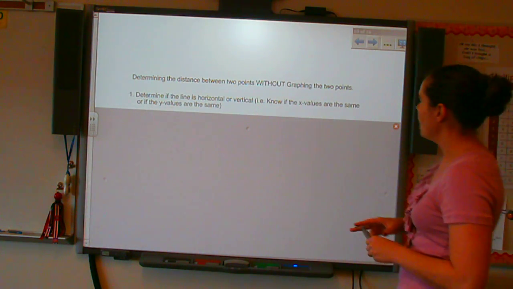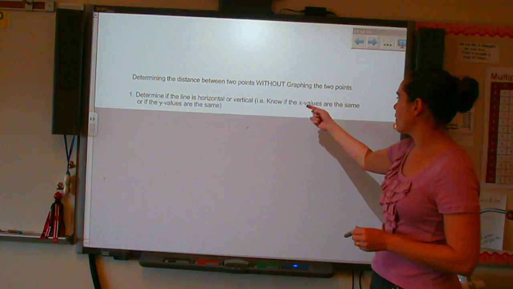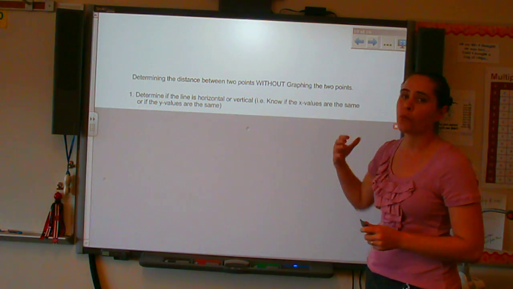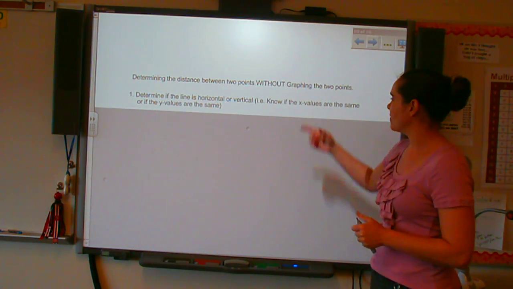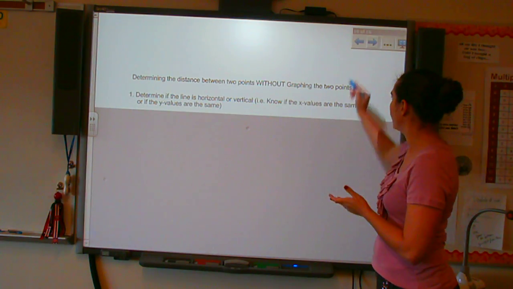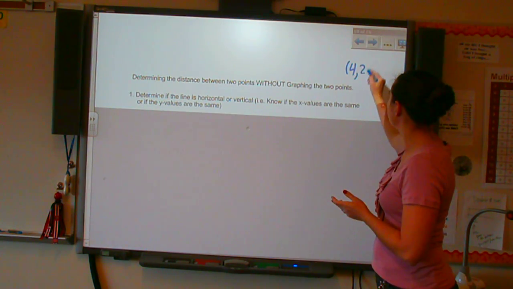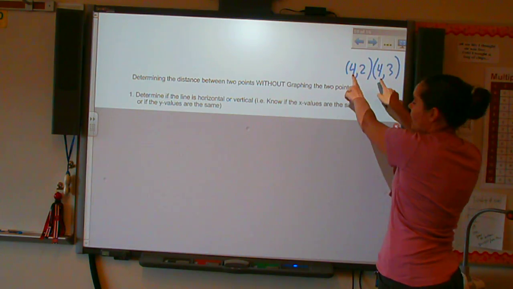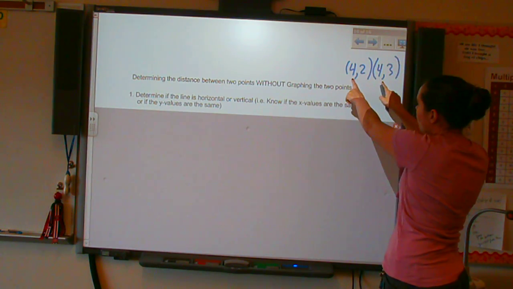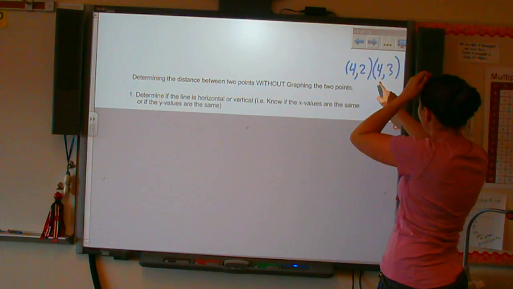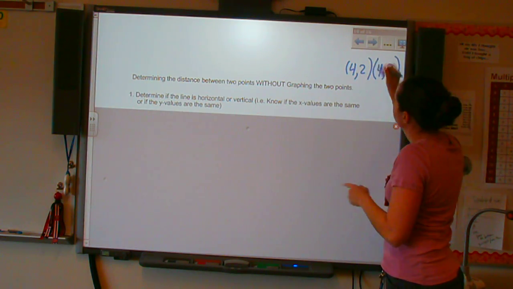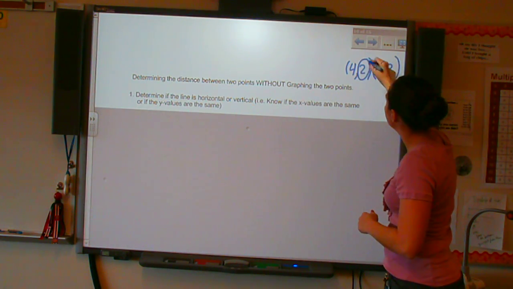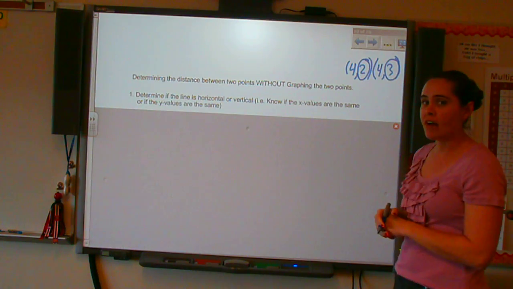vertical. Okay? This helps you determine whether or not the x values are the same or if the y values are the same. Because if the x values are the same, so if we had (4, 2) and (4, 3), if the x values are the same, then you know that this is a vertical line, and to determine the distance, you only need to concern yourself with the y values.